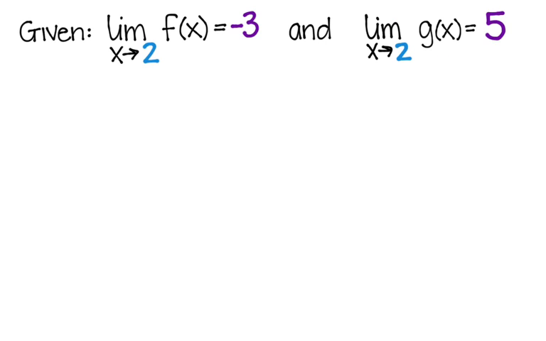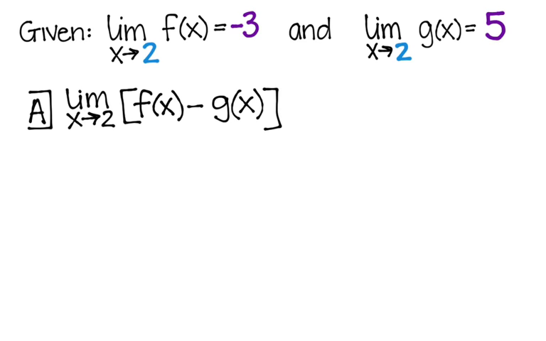So first of all, we have to define two limits. We have the limit as x approaches 2 of f of x, and we have the limit as x approaches 2 of g of x. Now make sure they both have to have the limit as x is approaching the same value. For f, that limit is -3. For g, that limit is 5.